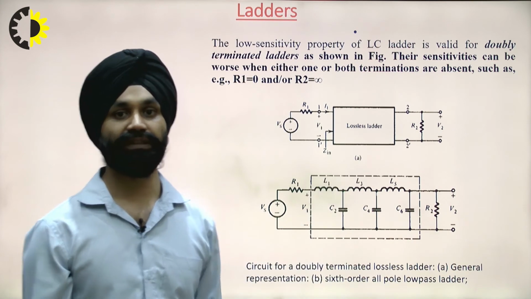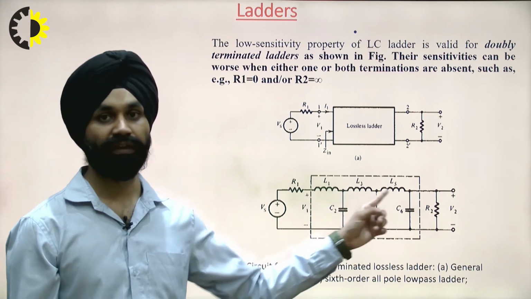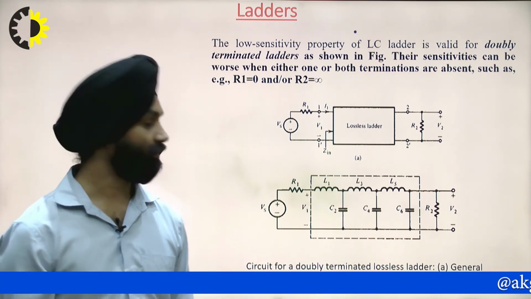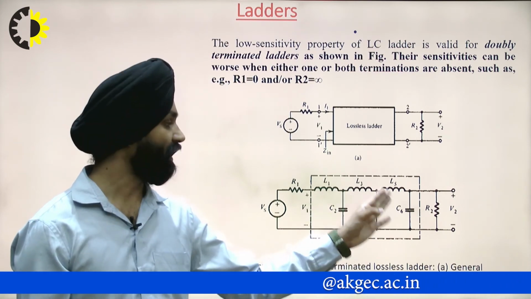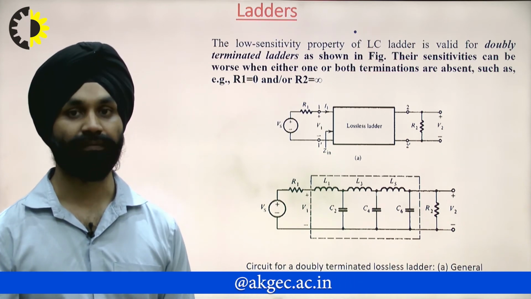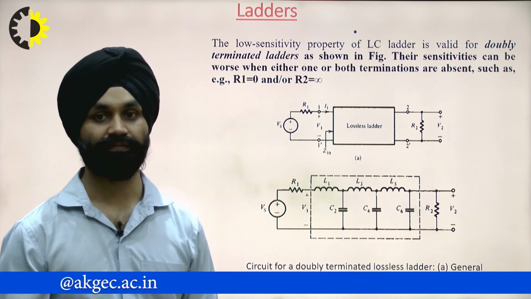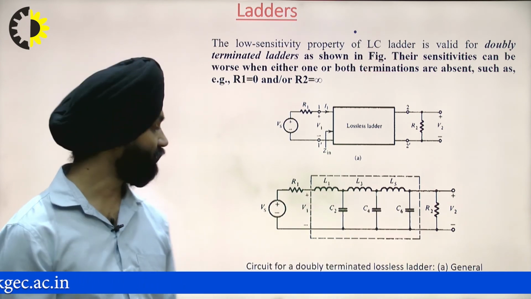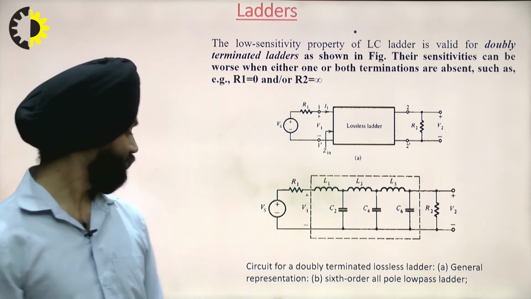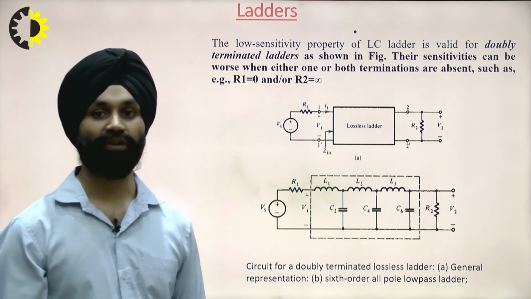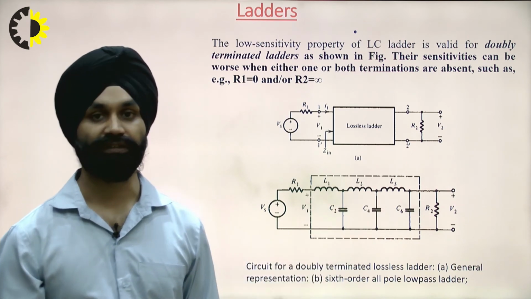One circuit can be seen as this example, where we have L and C in repetitive combination. So L1, C2, L3, C4, L5, C6 form a lossless ladder, and it is doubly terminated because of R1 and R2. Now this circuit is a 6th order Butterworth filter. So a 6th order all-pole lossless Butterworth filter is giving the lossless ladder circuit.